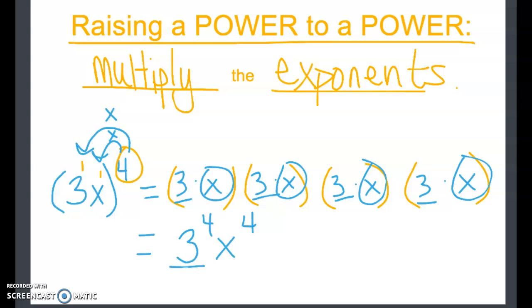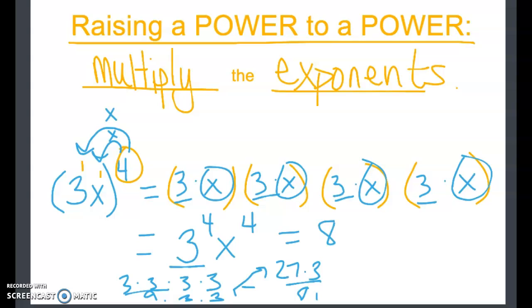We know that 3 to the 4th is 3 times 3 times 3 times 3, and we can go ahead and carry out that math. 3 times 3 is 9, times another 3 would give us 27. And if we multiply that by 3, we'll get 81. So our ultimate answer, the completely simplified answer, would be 81 times x to the 4th power. And that is how you raise a power to a power.